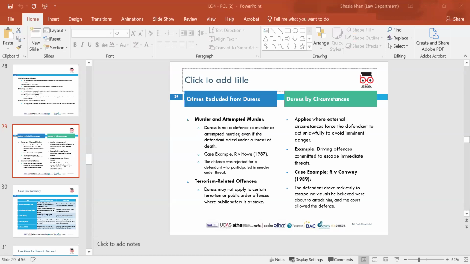Duress of circumstances is a legal defence that applies when someone is forced to act due to circumstances other than threats. It can be used in cases where someone is forced to commit a criminal act, for example driving offences committed to escape immediate threats. A popular case in regards to that is where the defendant drove recklessly to escape individuals he believed were about to attack him, and the court allowed the defence in the case of R v Conway, 1989. Another case is R v Willer, 1986, where the defendant was charged with reckless driving. He claimed he was forced to drive in a dangerous way because he was being chased by a gang.